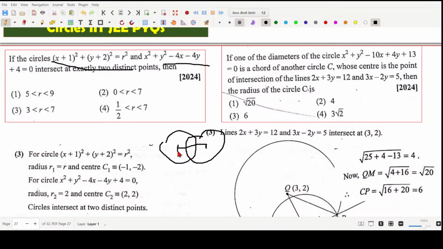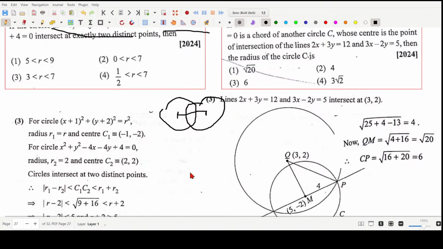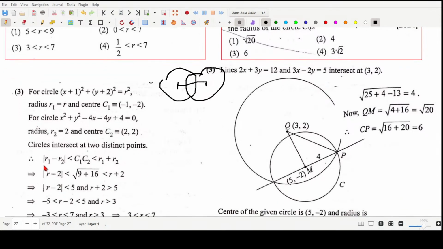They are intersecting at exactly two distinct points. What does that mean? Distance between centers should be lesser than R1 plus R2, right? Agreed? You remember this, no? And distance between centers should be greater than R1 minus R2, right? You remember this, no? Distance between centers is lesser than R1 plus R2.